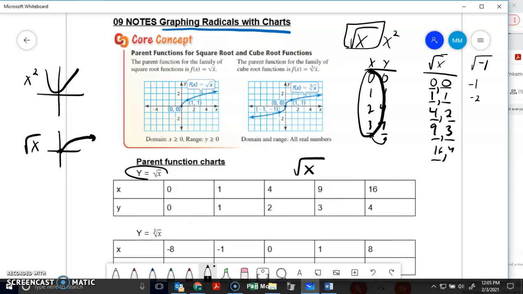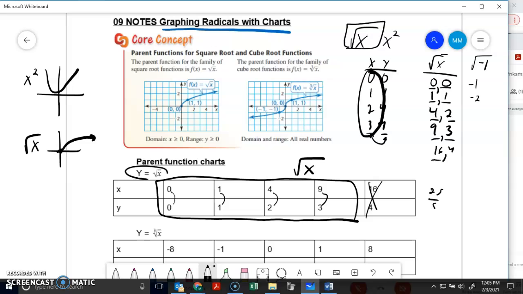Okay? You need to know these. So we don't always use 16, 4. And these should be easy to remember. It's the first 4 perfect squares. 0, square root of 0 is 0. 1, square root of 1 is 1. 4, square root of 4 is 2. 9, square root of 9 is 3. And I could keep going. 25, 5, 36, 6. But we're not going to get that big. We're not going to graph that far. And you can use 16, but we don't always use it.